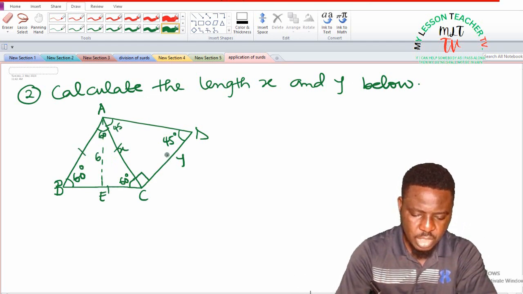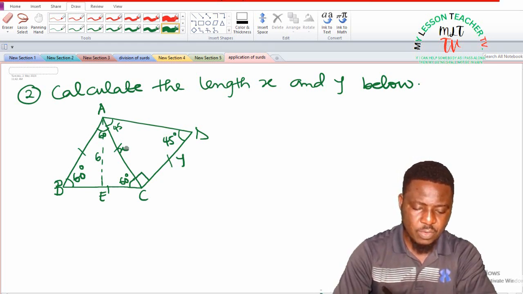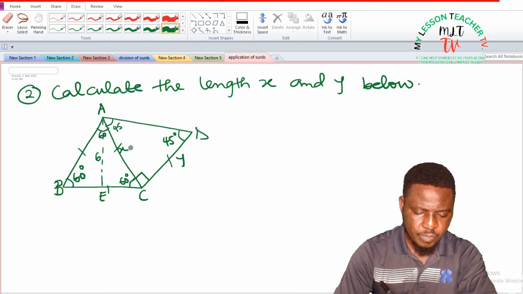And also in triangle ACD, this is said to be 45 degrees, which makes triangle ACD to become an isosceles triangle, meaning angle X is equal to angle Y. So if we can get angle X or angle Y, then we can get the other. Alright, so let's see how we can get angle X.